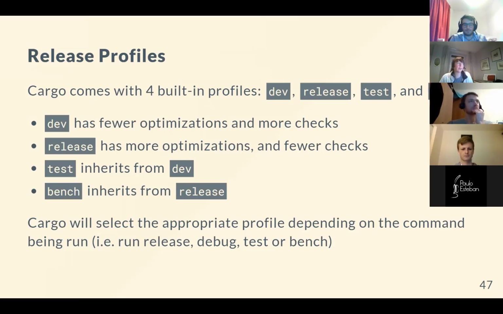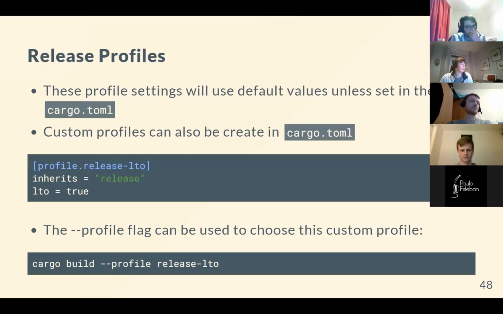And test just inherits from dev, which makes sense because if you want to debug a test afterwards, then you want that information there. And bench inherits from release, which again makes sense because there's no point benchmarking a debug build. Don't do it, waste of time. And cargo is going to select the appropriate profile when you do cargo run or cargo test and cargo bench.